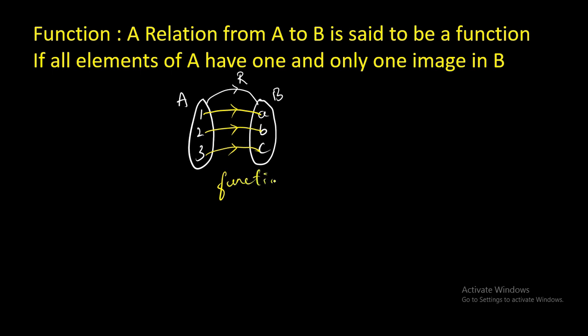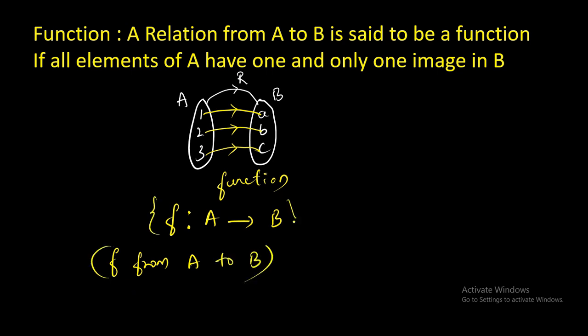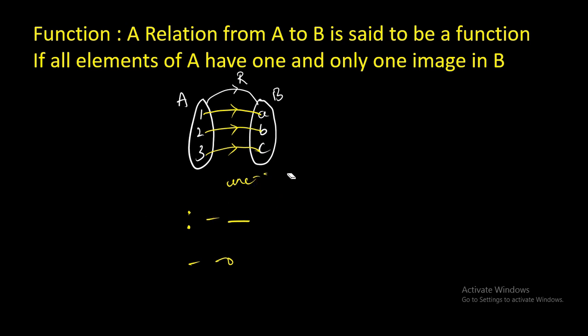This relation is called as function and it is denoted by f from A to B. How to read it? F is a function from the set A to the set B. This is the way of reading, and this is the way of writing f from A to B. So, a relation from A to B is said to be a function if all elements of A have one and only one image in the set B. Then, after understanding the definition of a function, we denote this as f, not R.